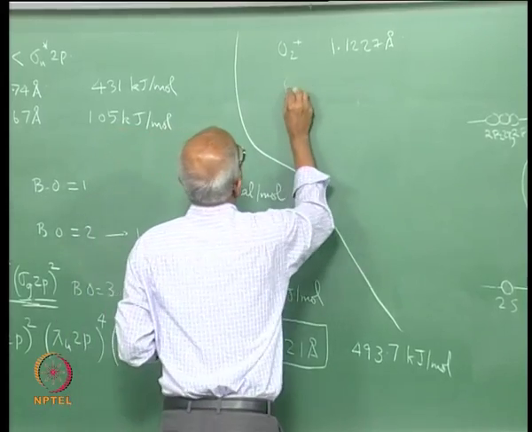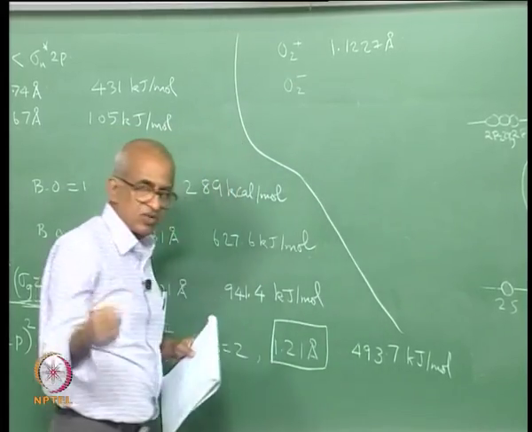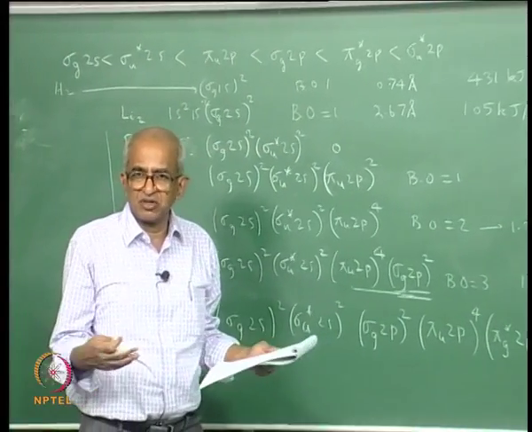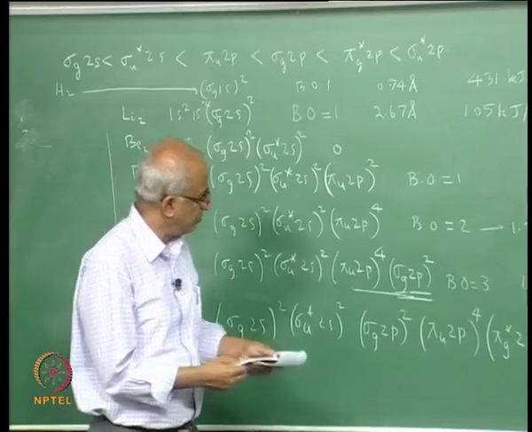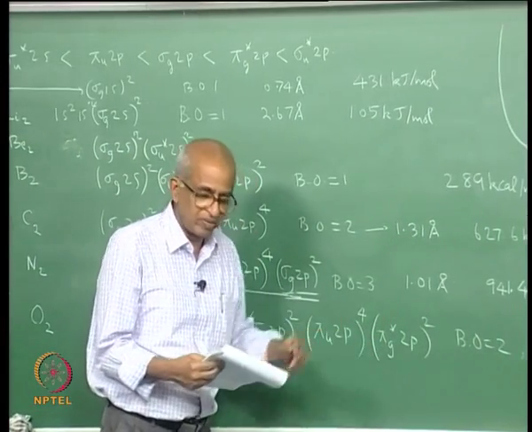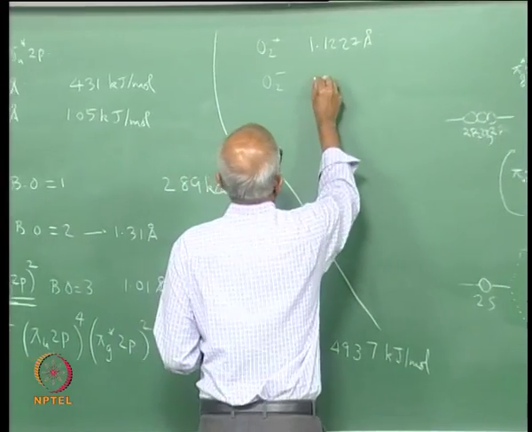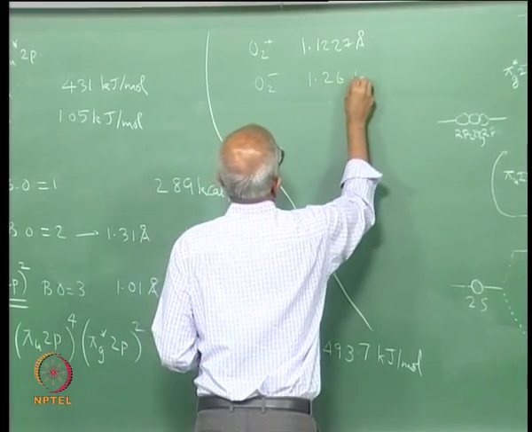On the other hand, if you made O2 minus, that means you are adding one more electron. What will happen? The bond order will actually decrease, it will become 1.5, because you are putting one electron into an anti-bonding orbital, as a result of which the bond length will actually increase, it will increase to 1.26 angstroms.